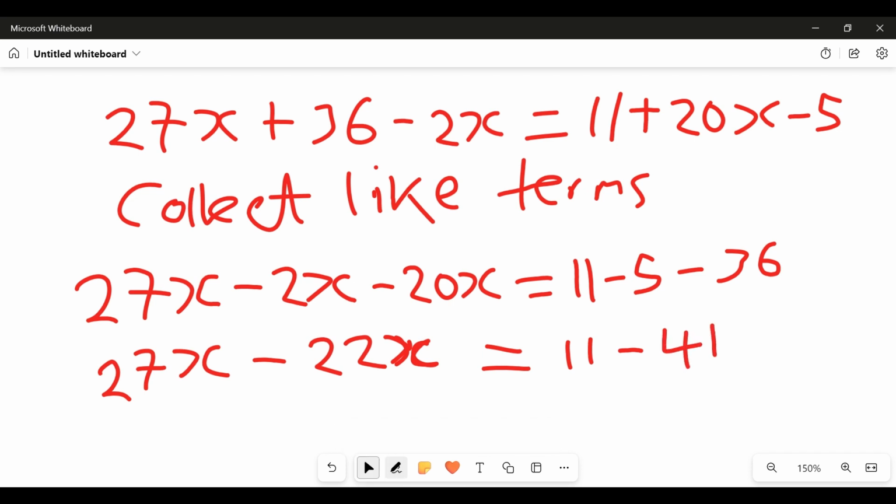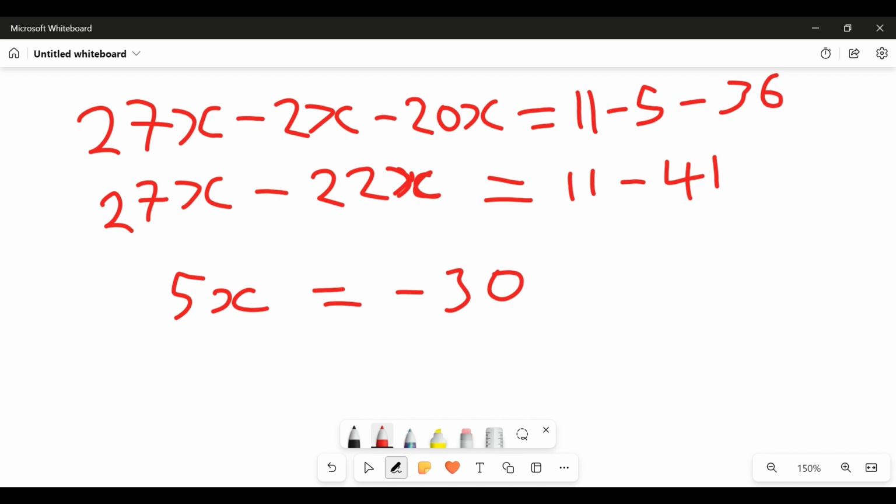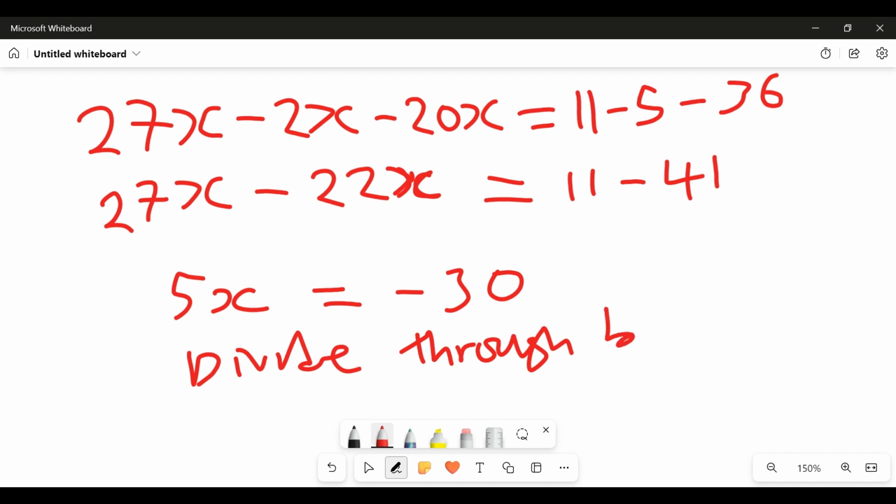We can simply go ahead and do our subtraction here, because both have a subtraction. All right, 27x minus 22x, that will give us 5x equals to 11 minus 41, that will give us minus 30. So to find our x, you need the coefficient of x to be 1. So we divide through, or you say divide both sides, it's still the same thing. Divide through by 5.